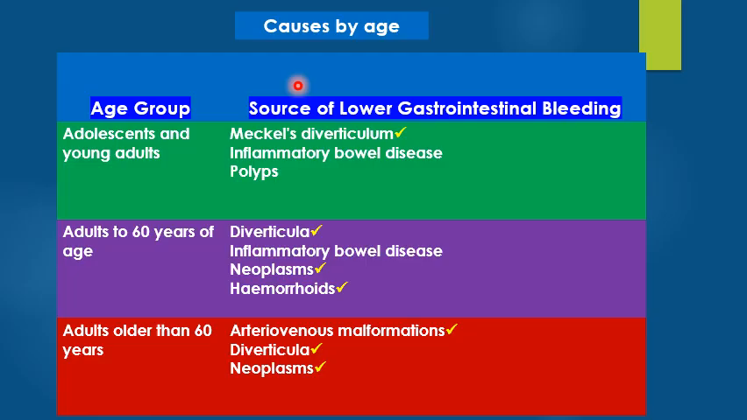Now we come to the causes by age groups. In adolescents and young adults, Meckel's diverticulum should be considered. Others will be inflammatory bowel disease and polyps, either small bowel or large bowel polyps. In adults up to 60 years of age, the most common causes are colonic diverticular disease, neoplasms, carcinoma of the colon, and hemorrhoids. In adults over 60, you have to think of AV malformation such as angiodysplasias, diverticular disease of the colon, and neoplasms, carcinoma of the colon.